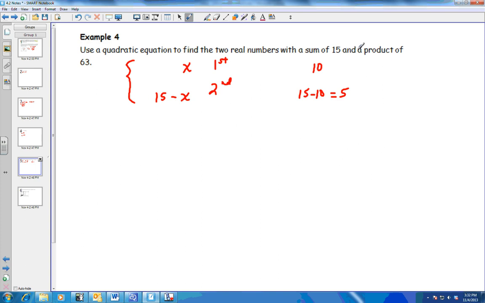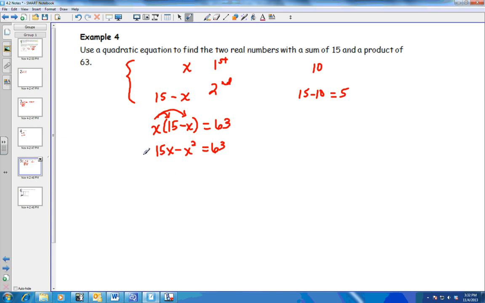And it says they have a sum of 15 and a product. Product means multiply. So I'm going to multiply these two numbers together, and that should equal 63. Okay, so first let's distribute my x. So I have 15x minus x squared equals 63. Now this becomes a quadratic equation, and we know that we can solve quadratic equations by graphing.